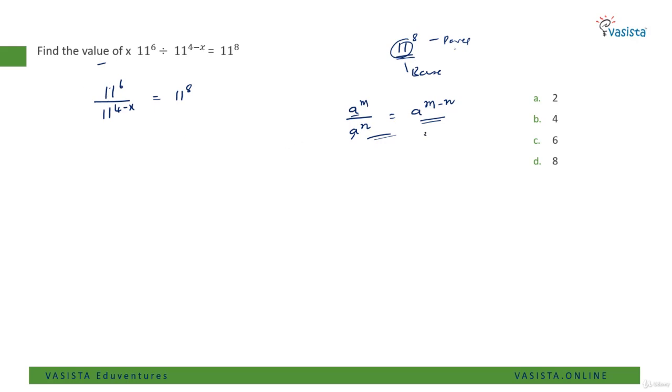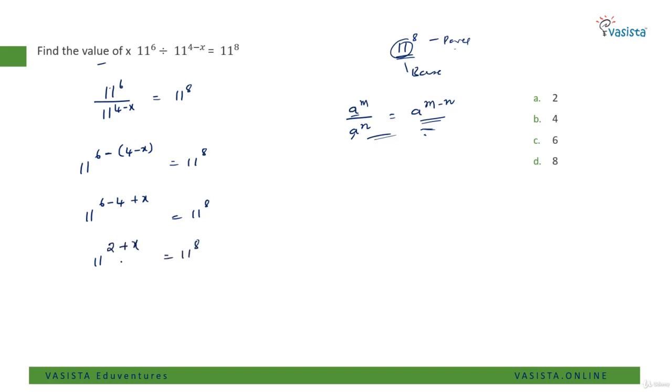What I can write in this format is 11 to the power of 6 minus (4 minus x) is equal to 11 to the power of 8. Now check here: 6 minus 4, and minus into minus gives plus x, is equal to 11 to the power of 8. Simplifying, 11 to the power of 6 minus 4 is 2, plus x, is equal to 11 to the power of 8.